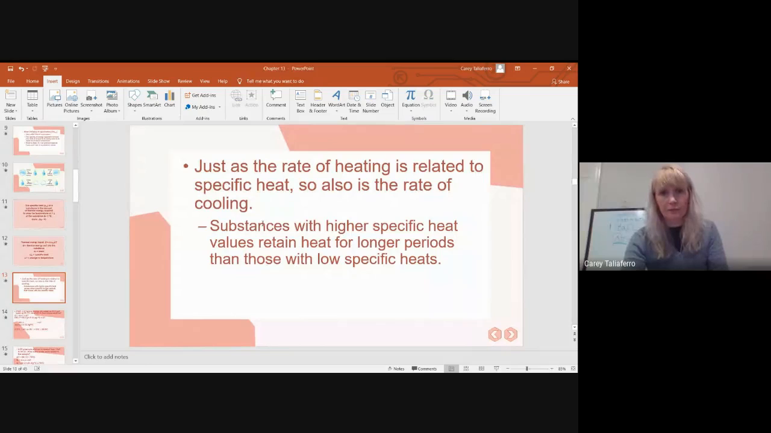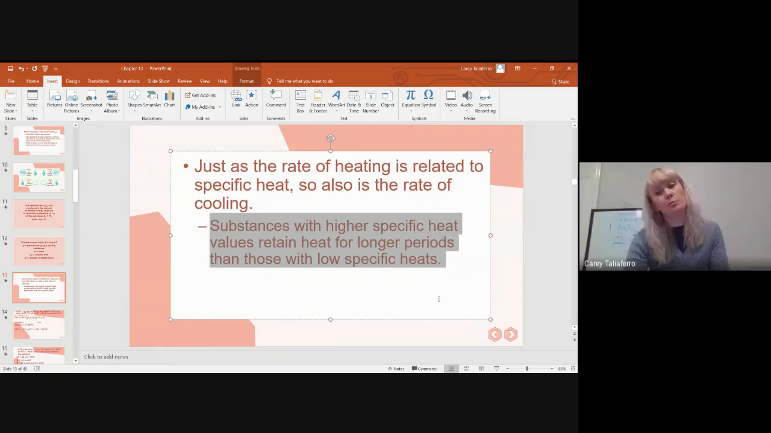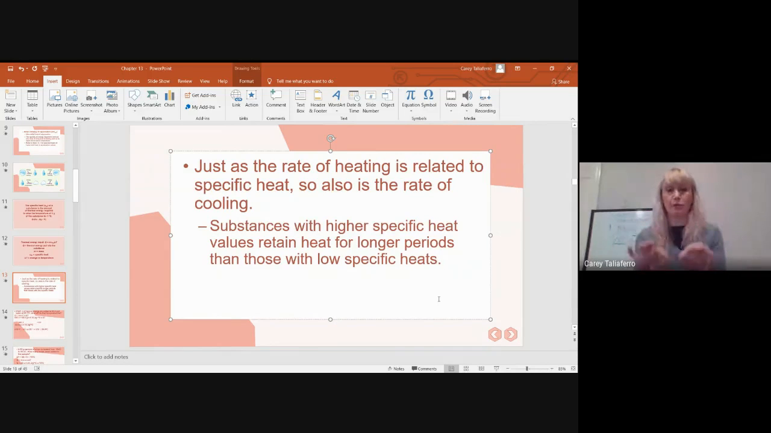So here's a general rule. Substances that have a higher specific heat value will retain heat for longer periods of time than those with low specific heats. Water is a great example of this. Think about summer at the pool. At the beginning of the summer, you have a lot of water in that pool. How cold is that water? It's cold. Even on the first day of summer, if the pool is open and it's 90 degrees outside, that water is cold. That's because there's a lot of water in there that has to get heated up, since you're taking into account the mass and water's specific heat. Water has a very high specific heat capacity, meaning it takes a whole lot of energy to raise its temperature by 1 degree Celsius.